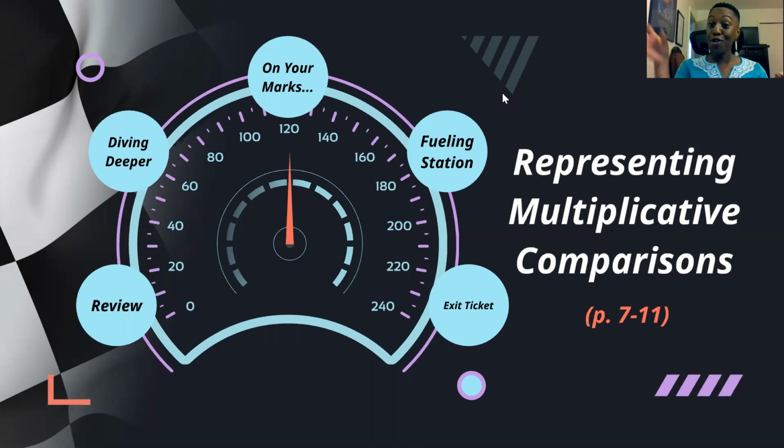I'm excited for you to grab your gas, for you to grab your keys, and for us to get started and take off with multiplicative comparison.